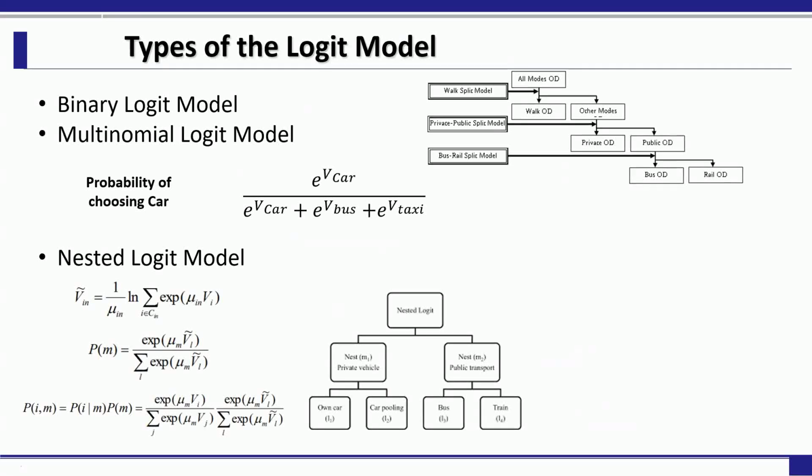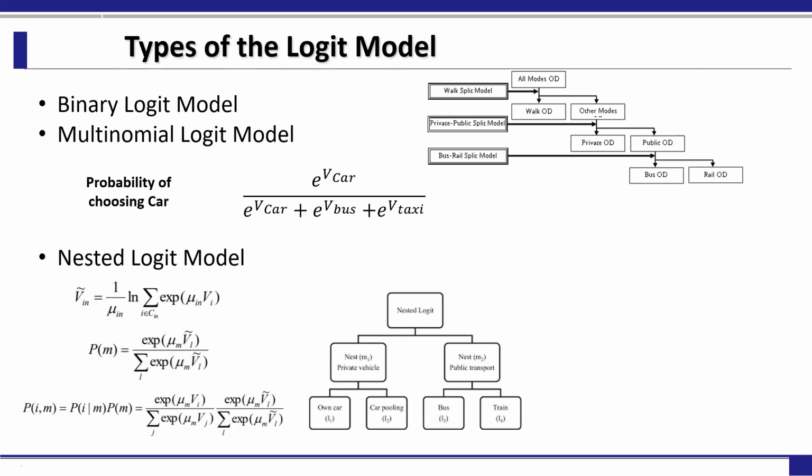Then there is another type of logit model, the binary logit model, meaning you choose between public transport or car, walk or motorized modes, private or public, or mass transit or rail. Such binary logit models were also developed. This is used in the new plan study.